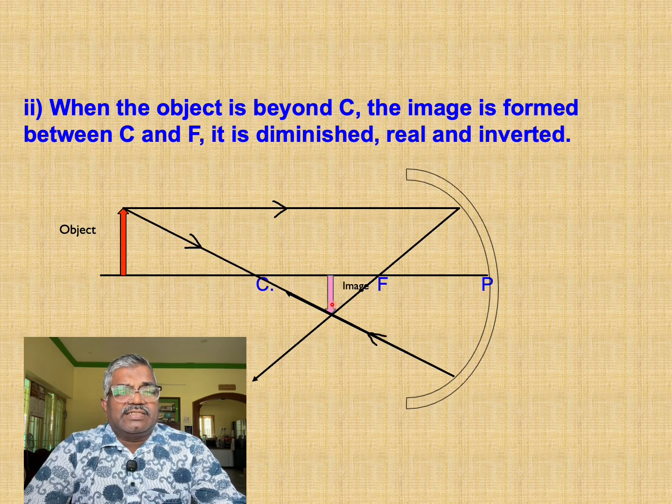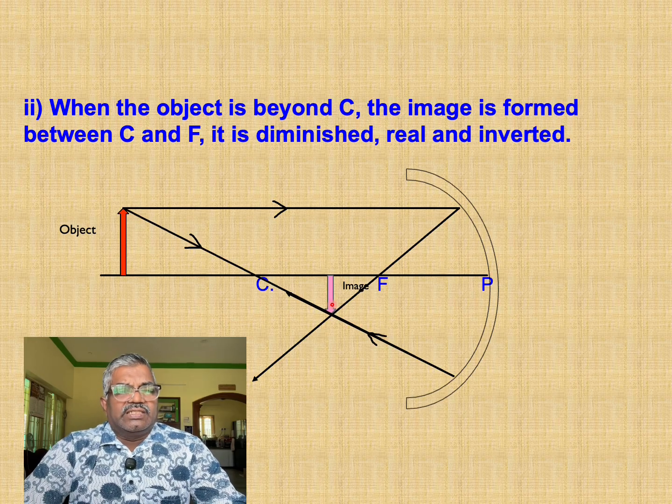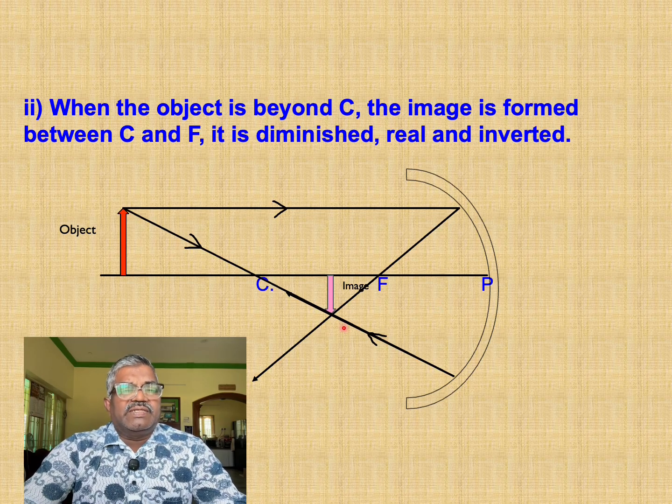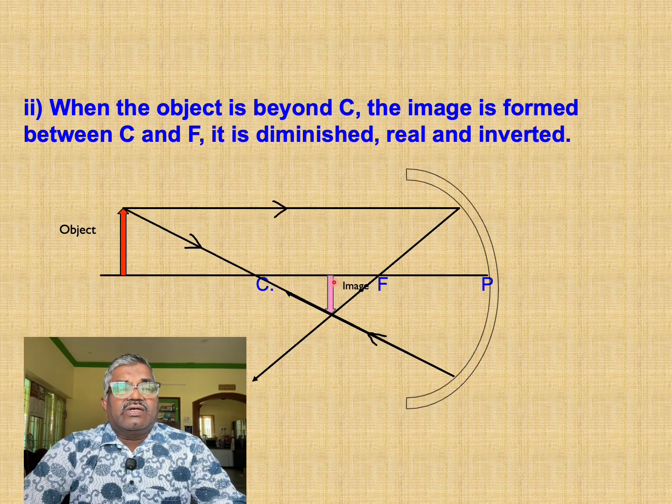Here obviously you can see that the image is smaller than the object. So, no need to learn the characteristics of the image. Some students used to form a table and learn all the characteristics of the image. No need to learn, the image will form automatically. You just see the image and say what kind of image it is. In this case, the object is placed beyond C, and the image is formed between C and F. The image is inverted and real. Why is it real? It is formed on the same side of the object.